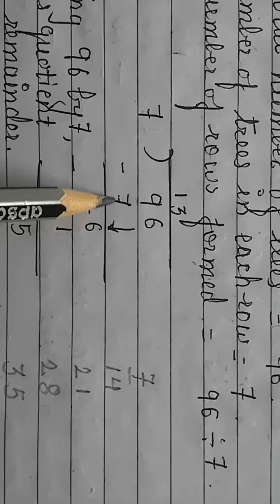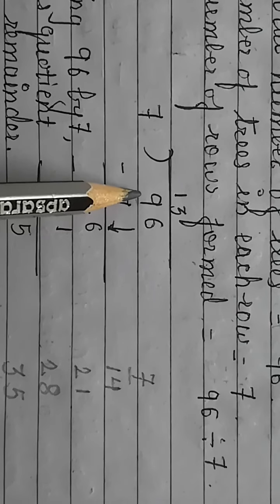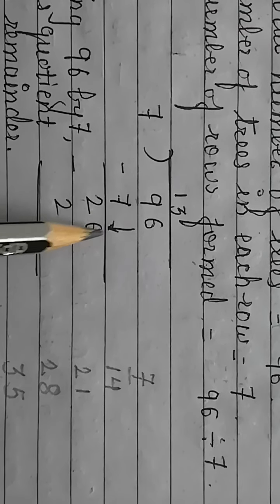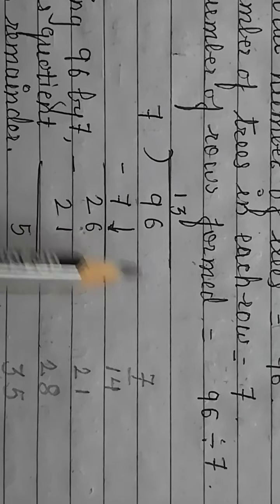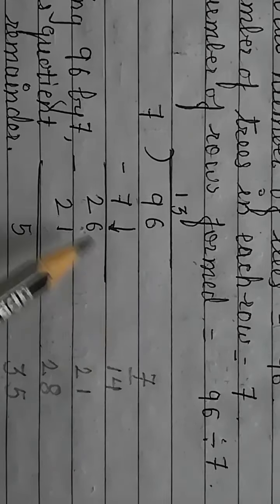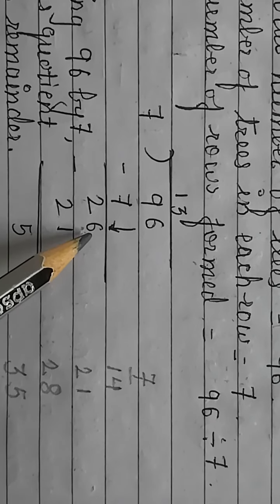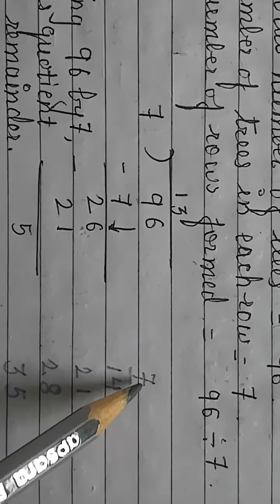And 7 ones are how many? 7. That we will subtract from 9. So 9 minus 7 is 2. We will bring the next digit down. It is 26 now. So 26, now let's check in the table of 7. Exactly this number or a number less than this is what we will look for.